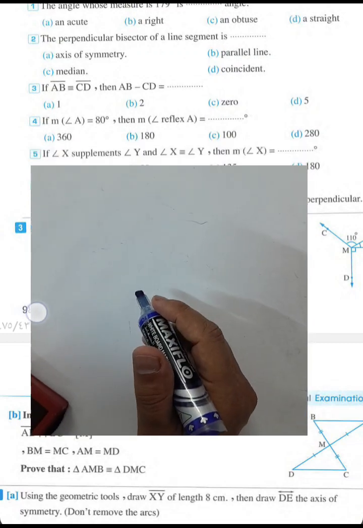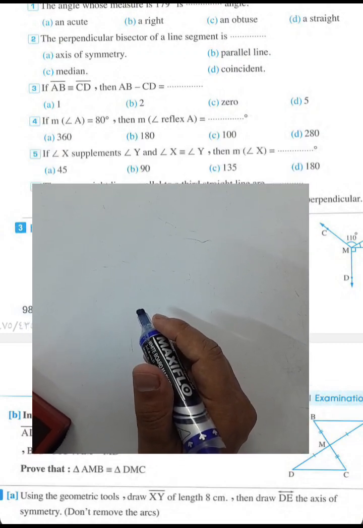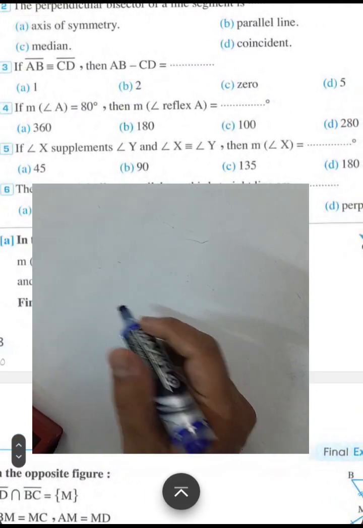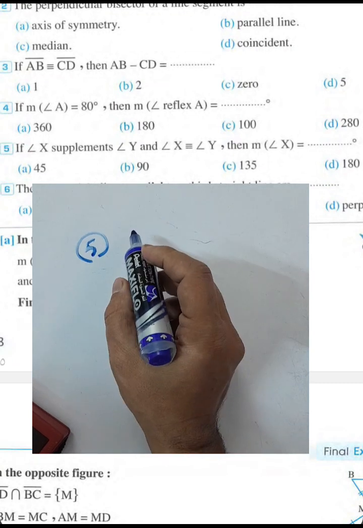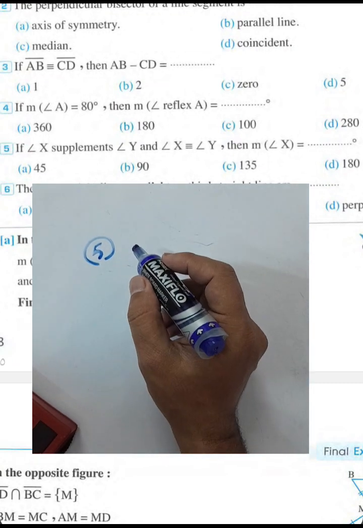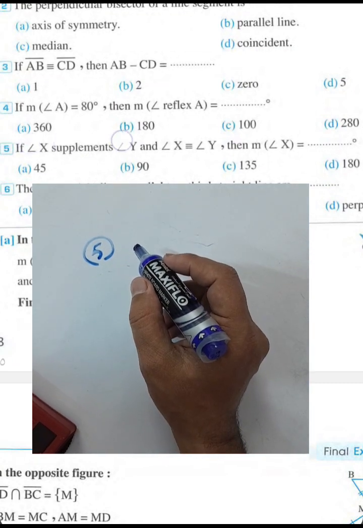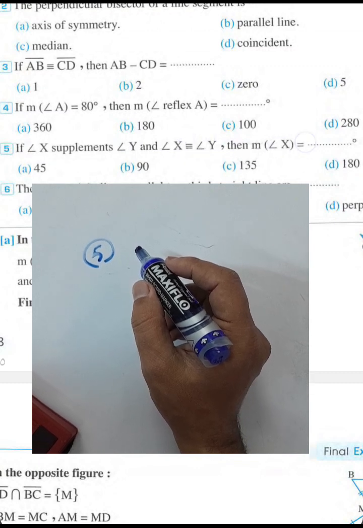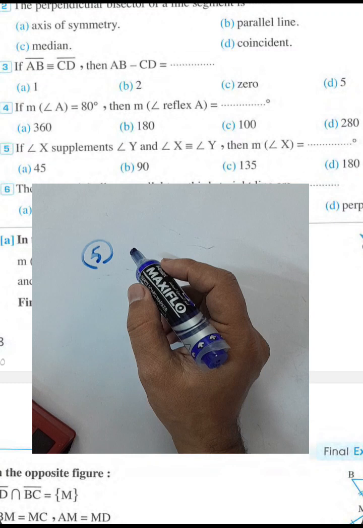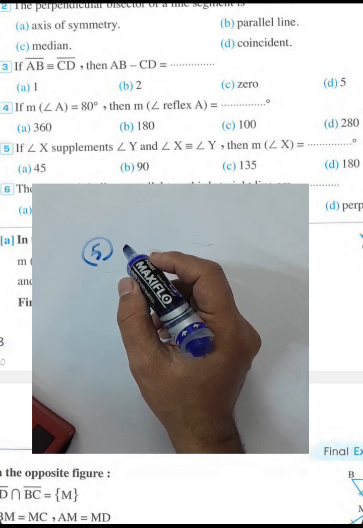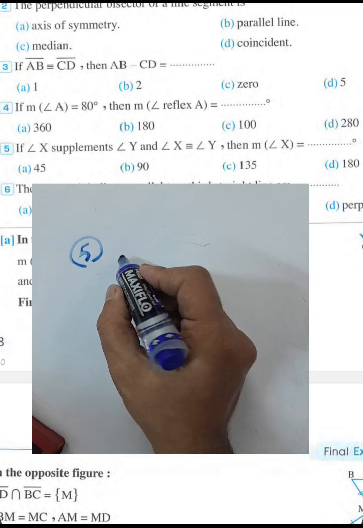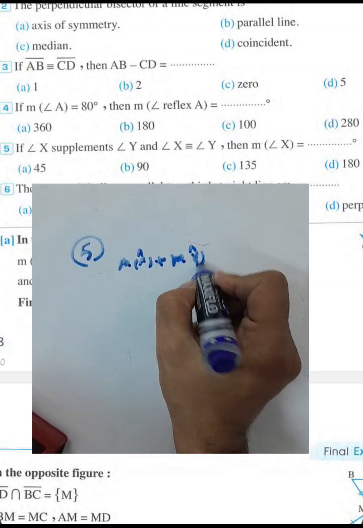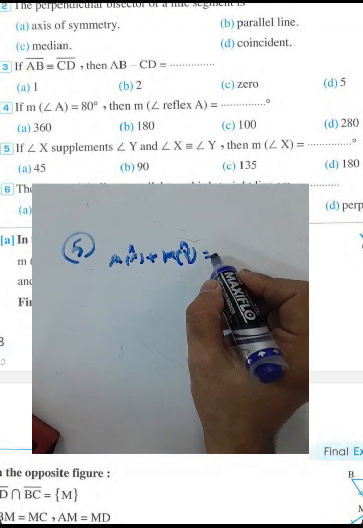Number 5, if the measure of angle x supplements angle y and angle x is congruent to angle y, then the measure of x equals blank degrees. Supplements means the sum of them equals what? Equals 180. Then the measure of angle x plus the measure of angle y equals what?